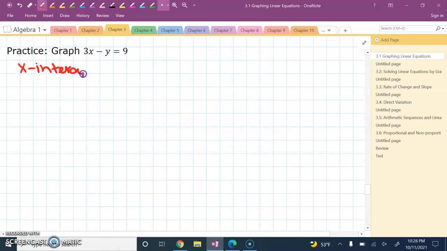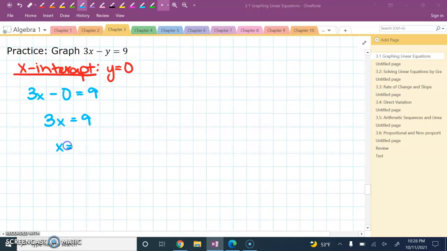So I'm doing the same process that I did for that other problem. For my x-intercept, I'm going to set y equal to 0. So that looked like 3x minus 0 equaled 9. And that became 3x equals 9. So x came out to be 3. So that would be 3, 0 as a coordinate.